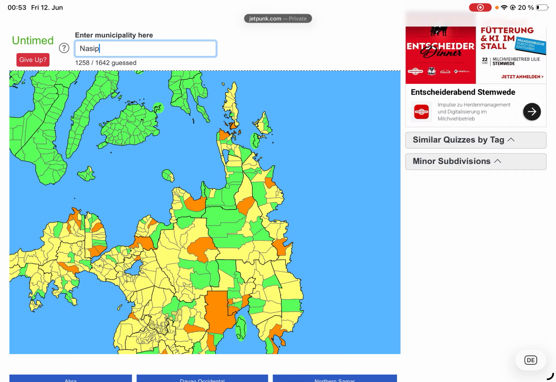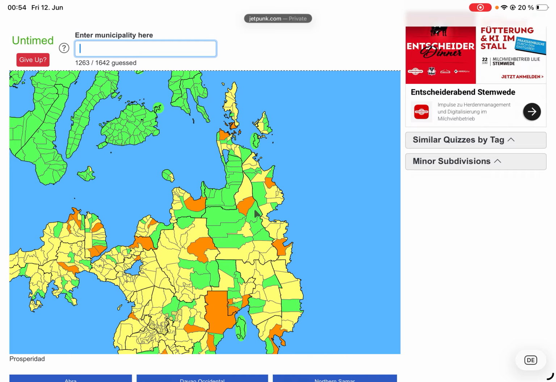This is Nasipit. Here we have Tubay. We have Habonga. And in the very north here we have Kicharao. So that's it for Agusan del Norte. Then south of Agusan del Norte, surprise, surprise, we have Agusan del Sur. In Agusan del Sur, the capital is also not the biggest city, so the capital is called Prosperidad.